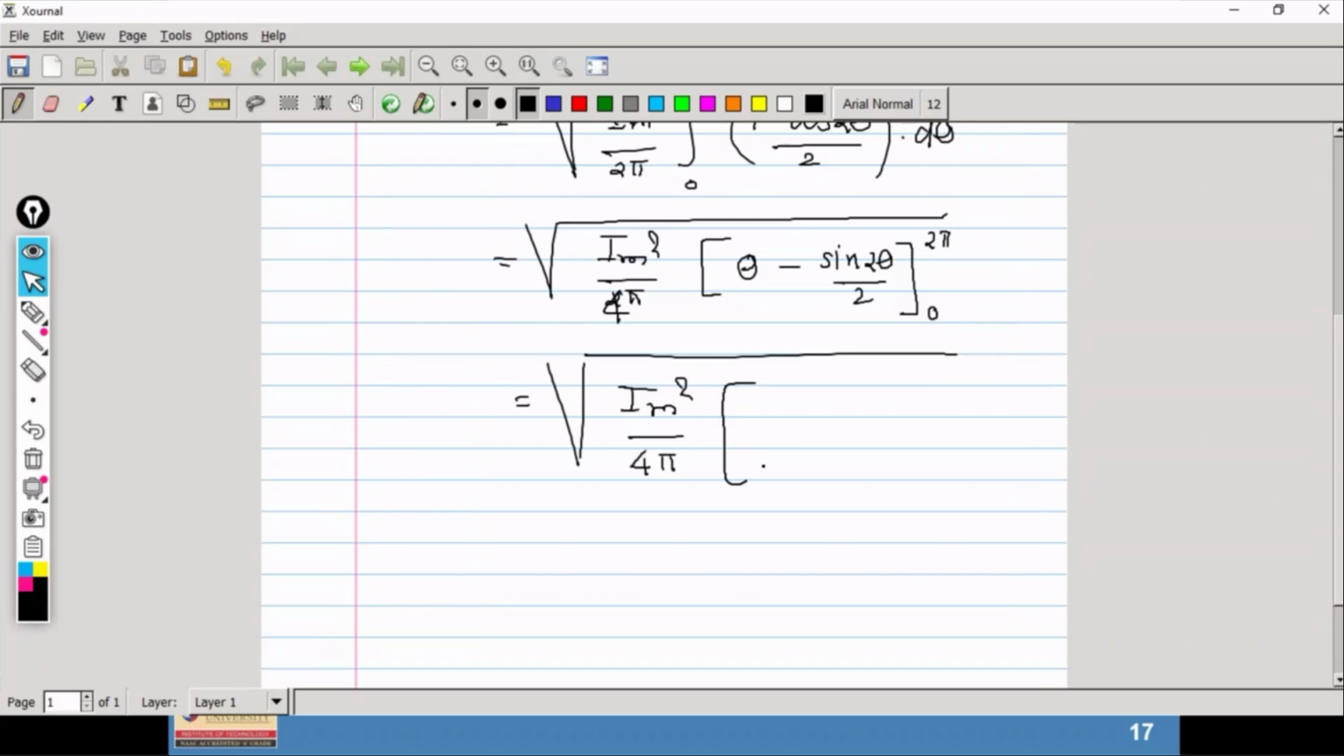And further, if we solve under root of Im square upon 4 pi, then here we can write the value of theta in both the equations. So 2 pi minus sine 4 pi by 2. Clear? So please try to solve this on your own. Tell me what answer comes. Theta is 2 pi. So 2 pi minus sine 4 pi by 2.